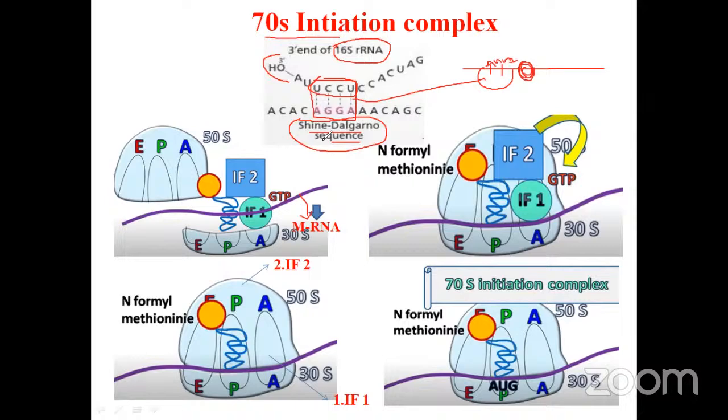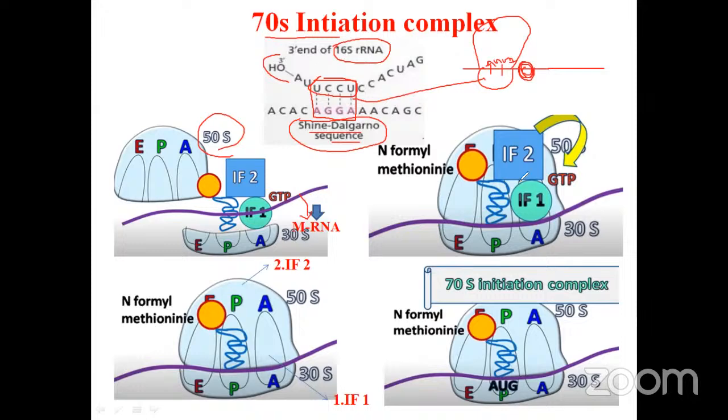Shine and Dalgarno are the scientists who discovered this specialized sequence. That's why the name Shine-Dalgarno sequence was given, right? So anyway, the 30S ribosome and mRNA are joined, and then closed with the larger subunit, the 50S subunit also, right? Is it clear? Hello?